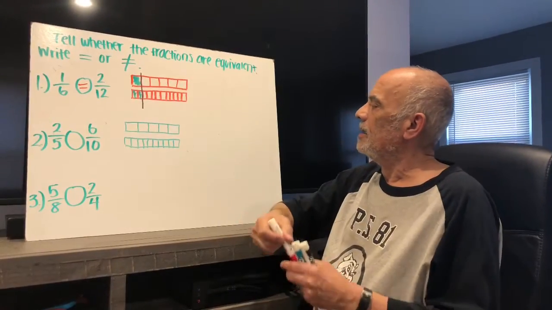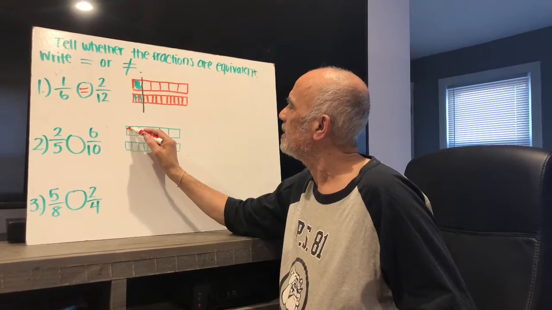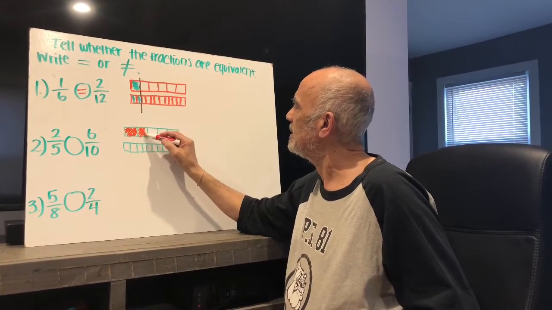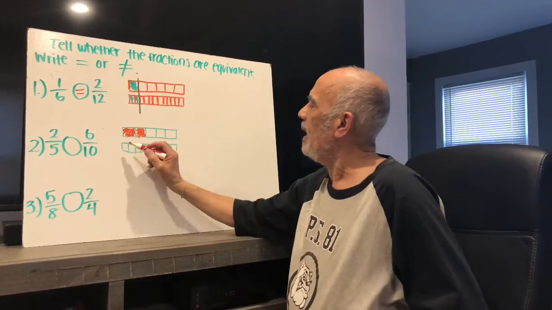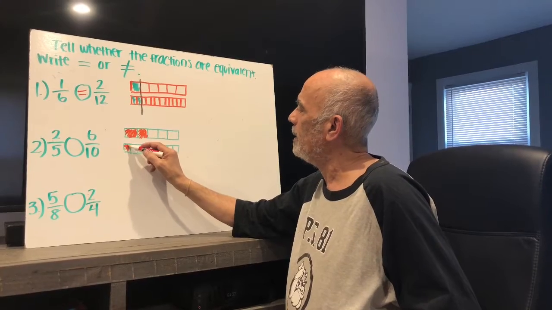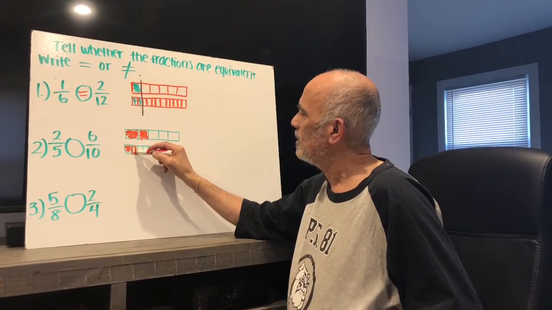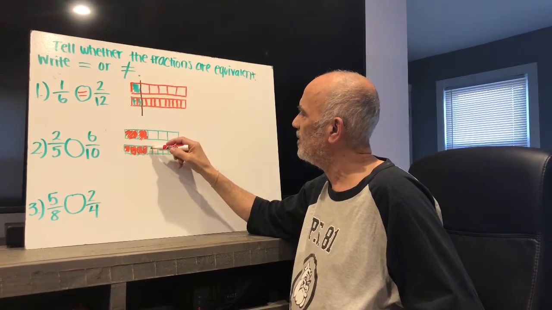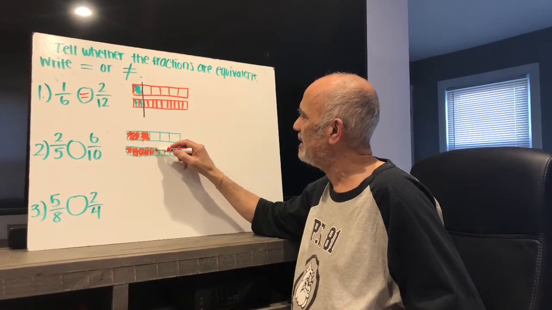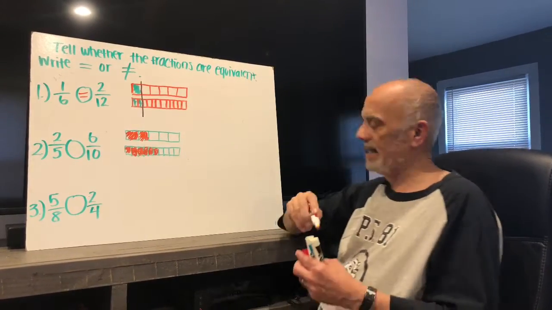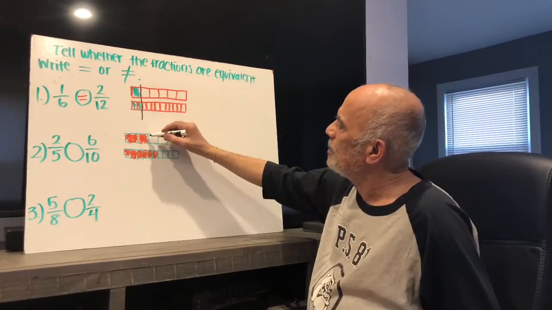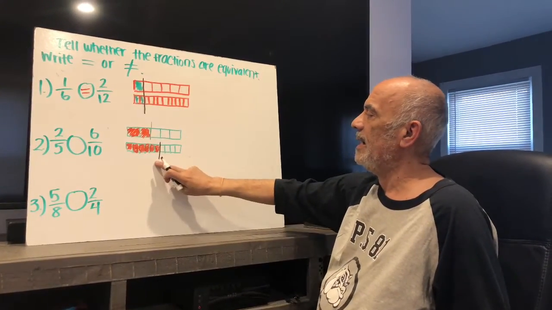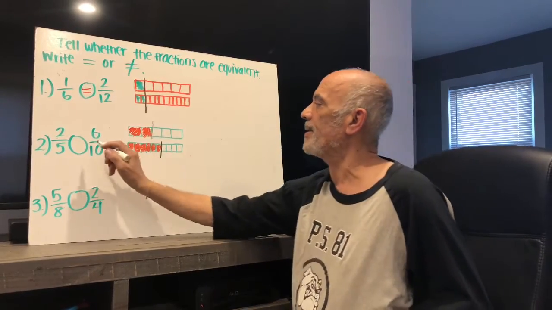Let's make our bar. 2/5 and 6/10. 6/10 is longer, so 6/10 is bigger.